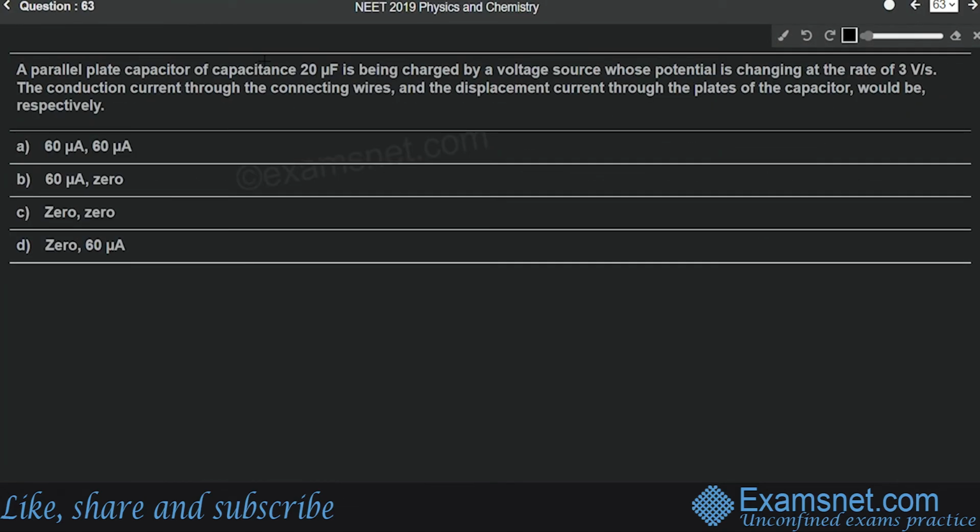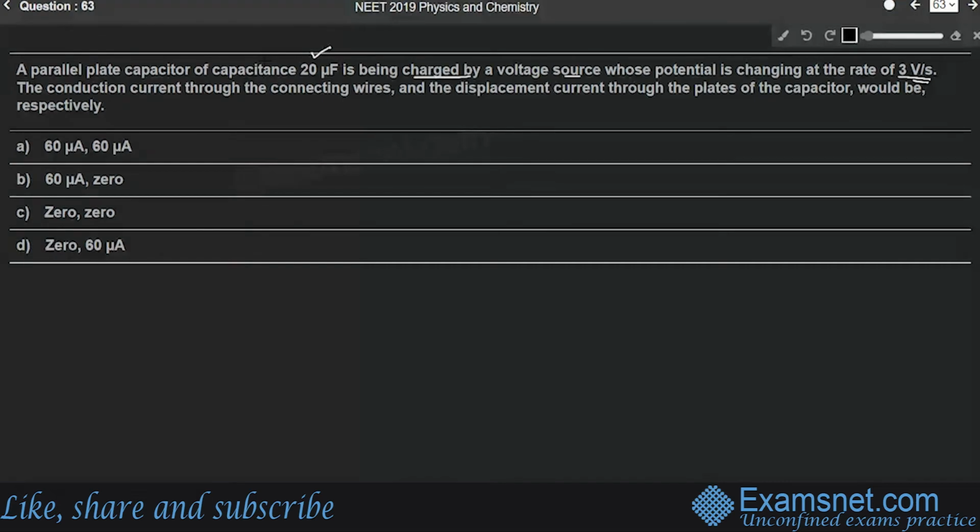Question number 63 is from the chapter Electrostatic Potential and Capacitance. And the question is, a parallel plate capacitor of capacitance 20 microfarad is being charged by a voltage source whose potential is changing at a rate of 3 volt per second. The conduction current through the connecting wires and the displacement current through the plates of the capacitor would be, respectively. So what is given here?